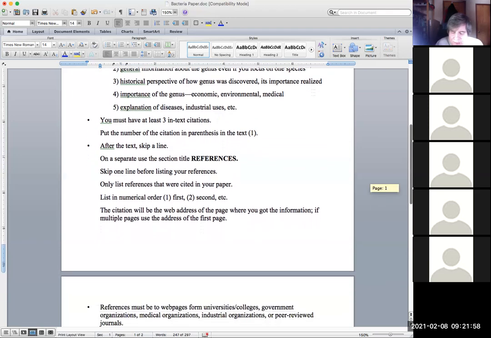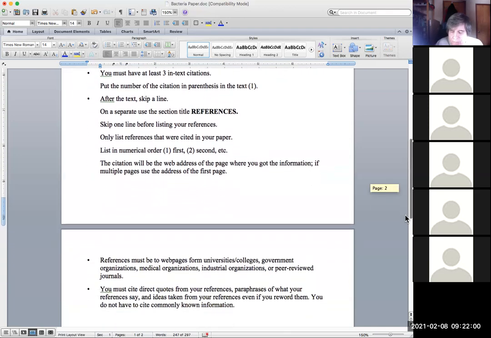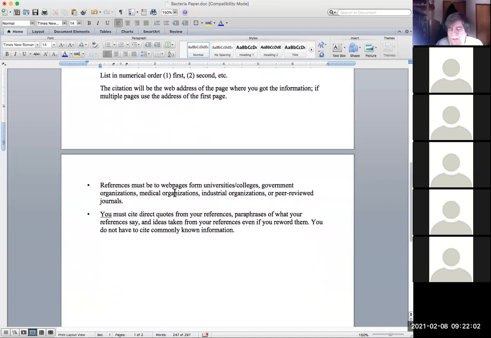So let's think a little bit about where you can get your references and what you have to reference. And you're fairly limited in a science paper about where you can get information from. So I mentioned earlier, you could use Wikipedia, and that's pretty good for general information. But for the citations in your paper, it's got to come from a university or a college.